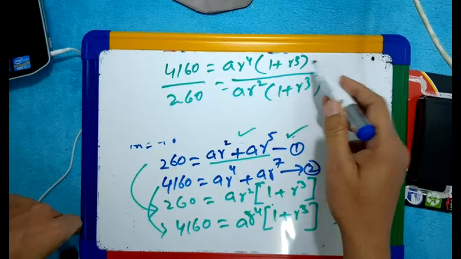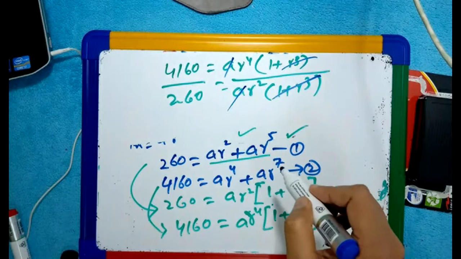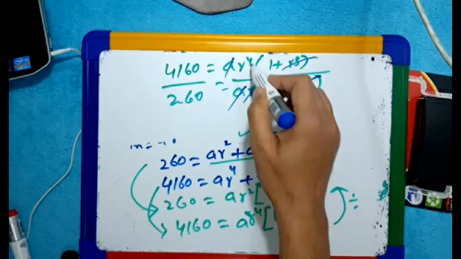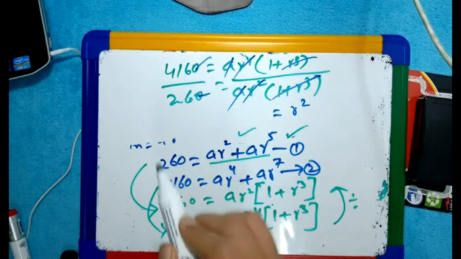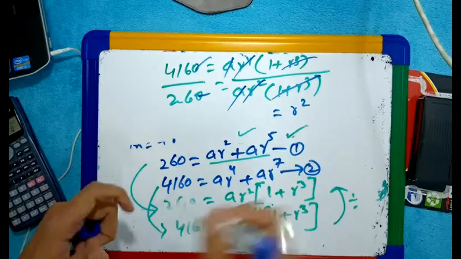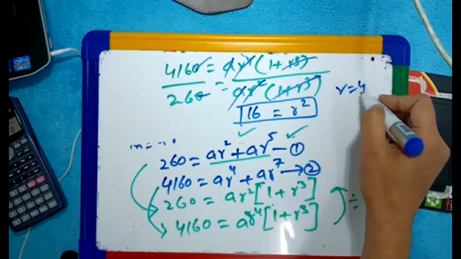Now this and this is cancelled. This part is cancelled and here a is cancelled. So r 4 over r 2, the r square will come. So r square equal to 416 divided by 260. That's 16. We are going correctly. So r square is 16, so r is 4. Good, got it.